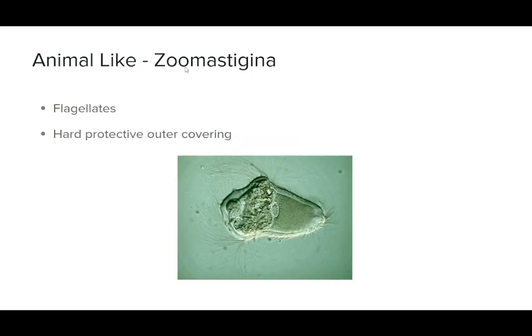Zoomastigina. Okay, I don't want to pronounce it, but you get my point. I know you can't really tell what this is, but they move using a whip-like structure called a flagellum, and they often have protective coverings and can be parasitic, aka living on somebody else, or they could be free living, and they adapt to various environments as well.